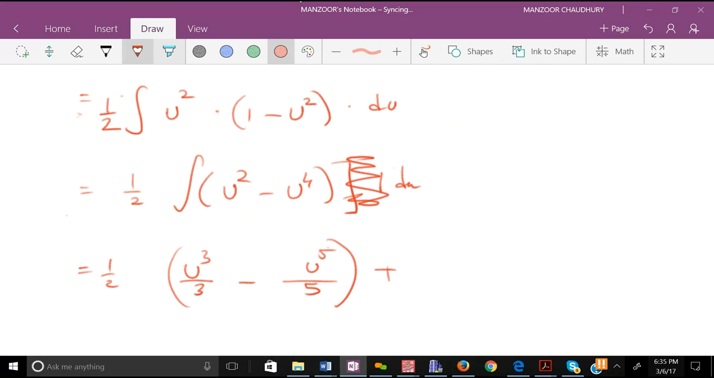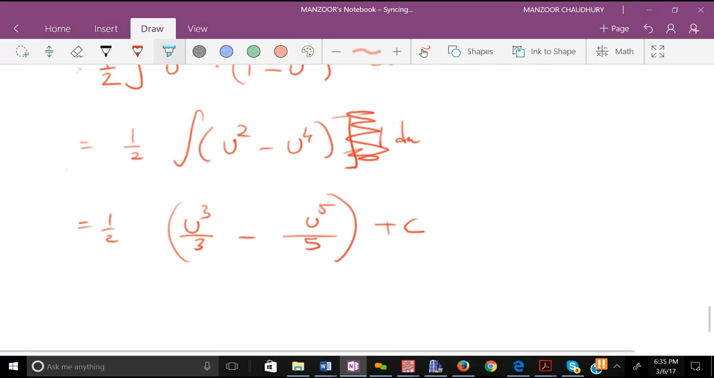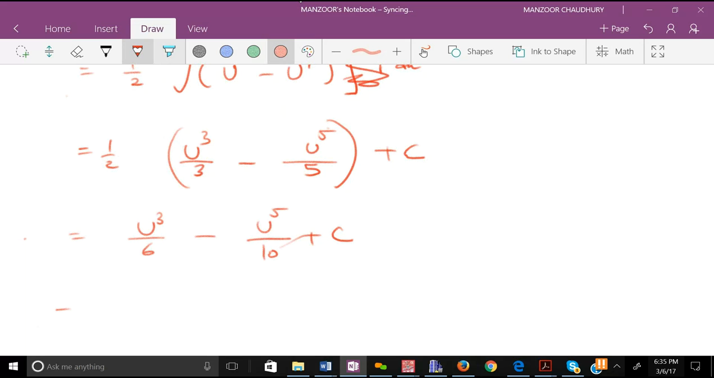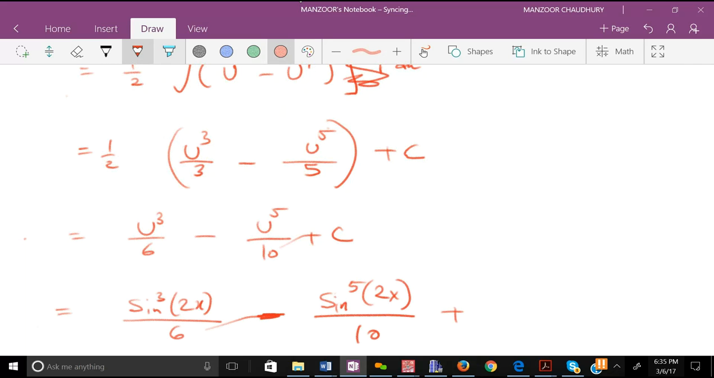Okay? That's plus c, of course, which turns out to be u cubed over 6 minus u to the 5 over 10 plus c. So if you replace the u's with the sines, you have sine cubed 2x over 6 minus 1/10 sine to the 5, 2x plus c. Okay? All right.